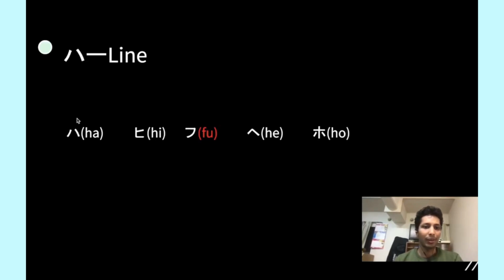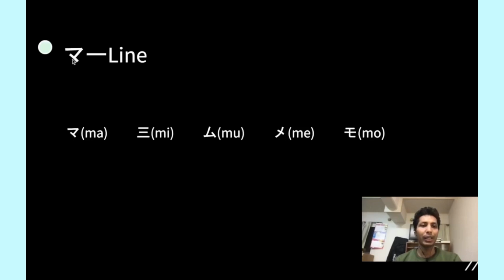Ha line. Ha line has one exception, as we learned in hiragana as well. So you can see ha, he, fu. This is not he, right? Fu. Ha, he, fu, he, ho. Ha, he, fu, he, ho. Right? Yes.